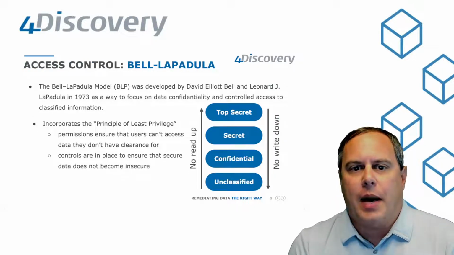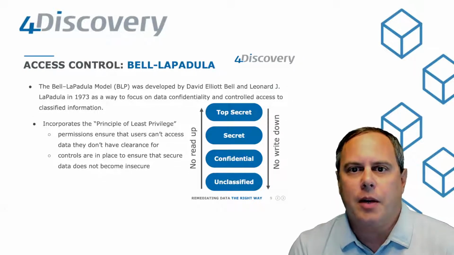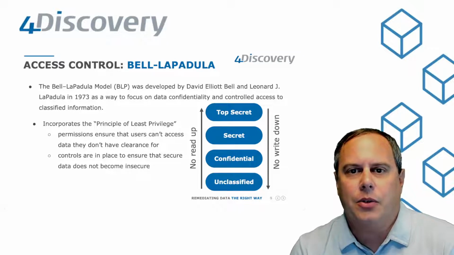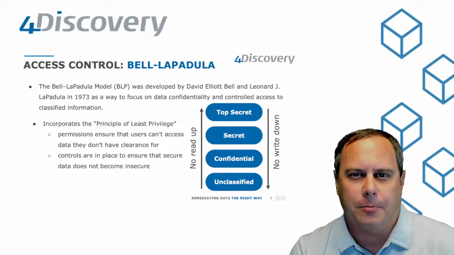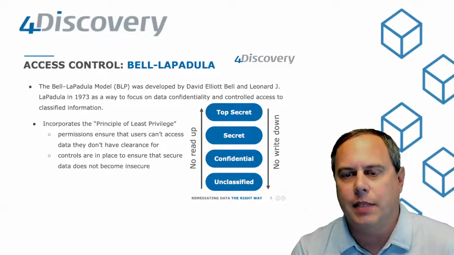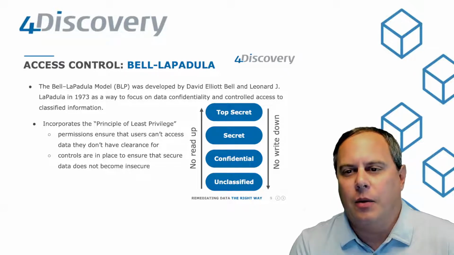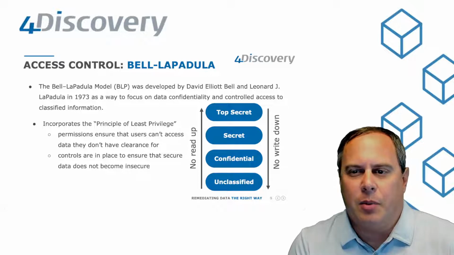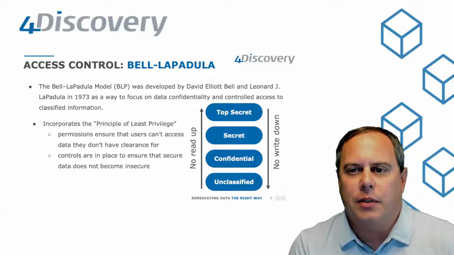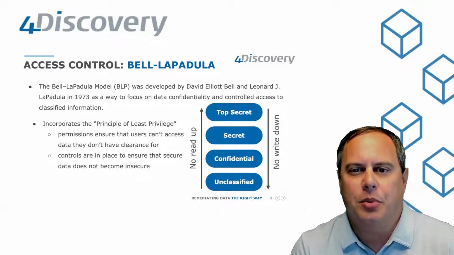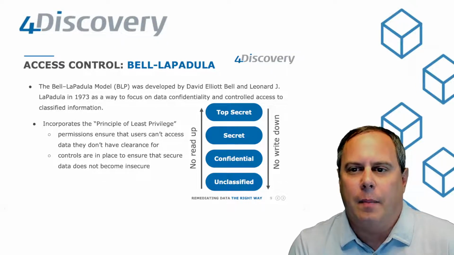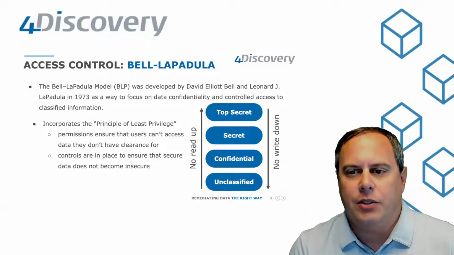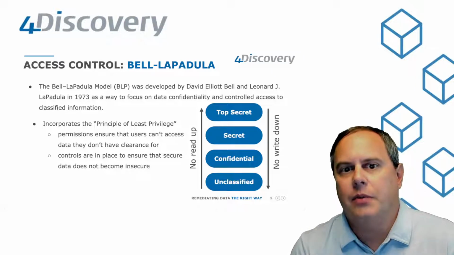Going back a long ways, when you talk about information security, there's this whole concept of the Bell-LaPadula model. And this was developed back in 1973. It was primarily done for the military and government, but it's been applied to corporate security as well. And it really incorporates this principle of least privilege. It makes sure that someone who only has access to confidential information can't read top secret information.